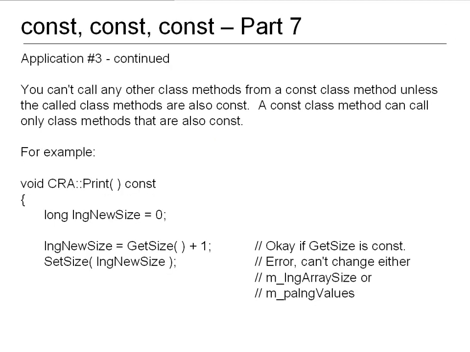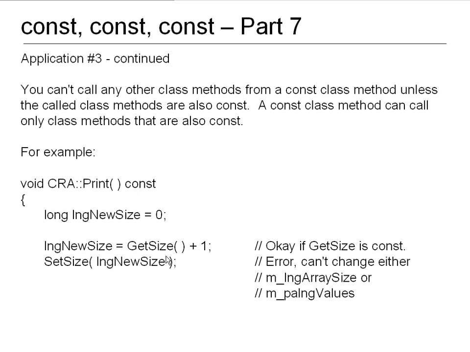You can't call any other class methods from a const class method unless the called class methods are also const. That's because if they're not const, they may change a class level property. So a const class method can call only class methods that are also const.